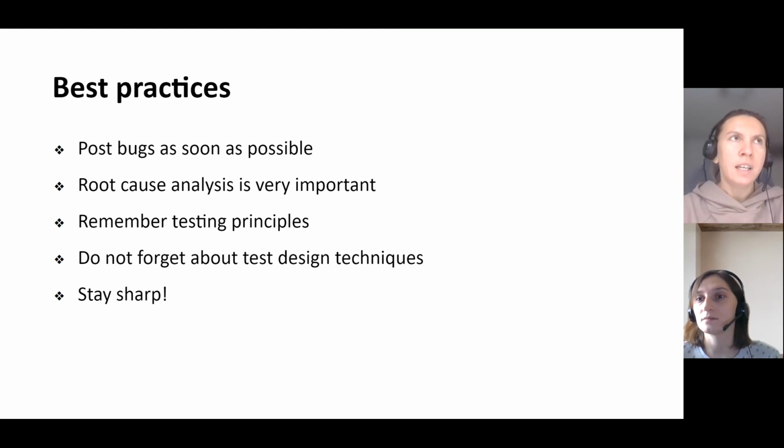Absolutely. And here, when you post a bug, you should specify exact steps to reproduce this bug. And sometimes you need to reduce your steps.